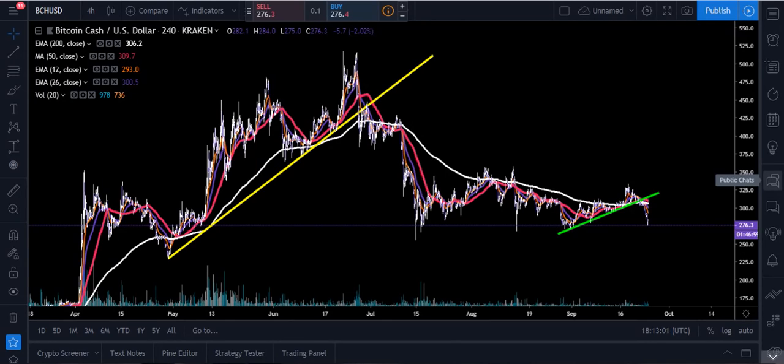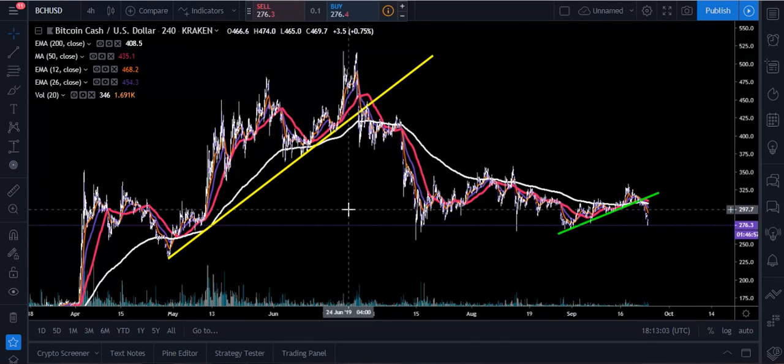Alright guys, so first of all, what we're going to be looking at here, this is Bitcoin Cash on the 4 hour. So basically what we're doing, we're just looking at Bitcoin Cash for these trend line breaks. We maybe get into a little technical analysis on it, but not much.